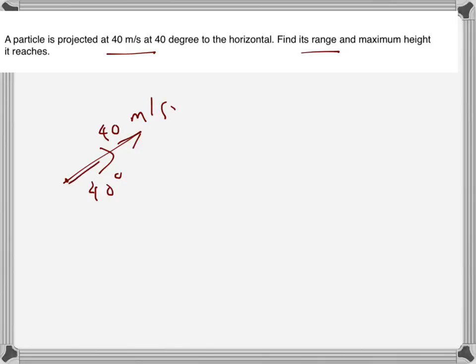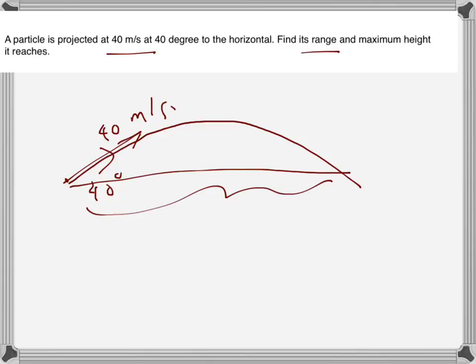So the travel path will be like this. We need to find when it again hits the ground, that is, this is the range, how far it goes, and the maximum height, how high it goes.